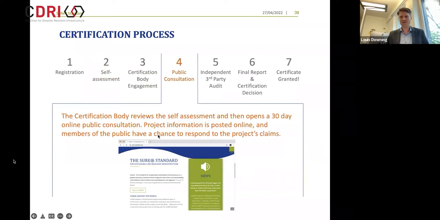So during this stage, the public gets to see all of the commitments that you've made and the way that the project developer sees their project in terms of its sustainability. And they have then the opportunity to say, no, you're not considering these additional impacts upon my community, or no, we disagree with this or this. So that's a really important step.